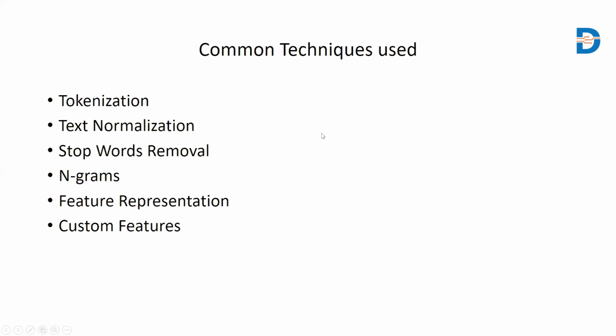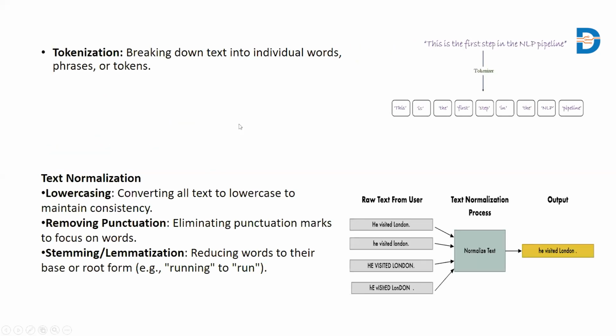Okay. Then what are the common techniques used in text feature engineering? Now we'll see. The first one is tokenization, then text normalization, stop words removal, n-grams, feature representation, and custom features. These are some common techniques used in text feature engineering. Now we'll see one by one what these things are. The first one is tokenization.